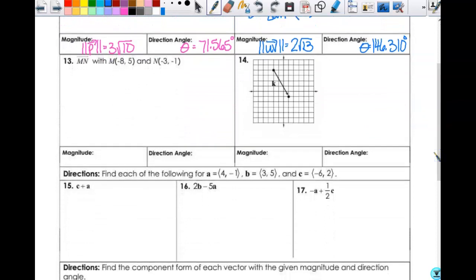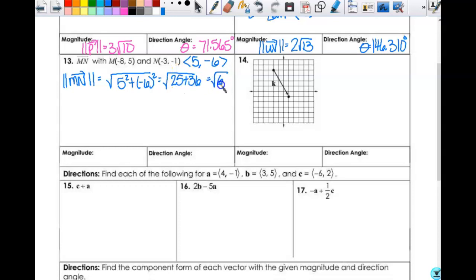All right, number 13, same thing here. So my component vector, -3 minus a -8 will give me a +5. -1 minus 5 will give me a -6. So my magnitude, MN, is going to be the square root of 5 squared plus -6 squared. The square root of 25 plus 36, square root of 61. Cannot simplify that, so the magnitude of MN is the square root of 61.